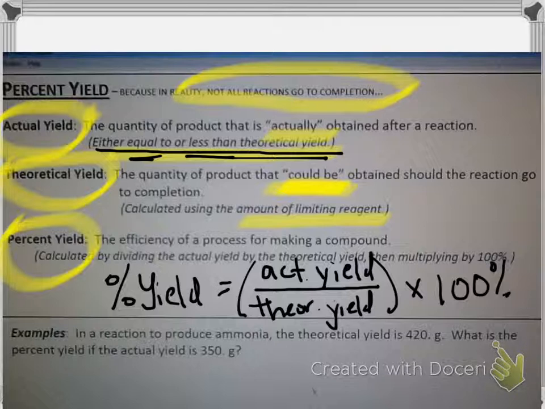Why can they not be more? They can never be more than 100% because you cannot make more yield than you theoretically can make. The maximum yield you can make is called your theoretical yield. The actual yield is usually lower. So your efficiency is either 100% or less, your percent yield. So let's look at some examples of how we could calculate percent yields if we were given some information from a chemical reaction.